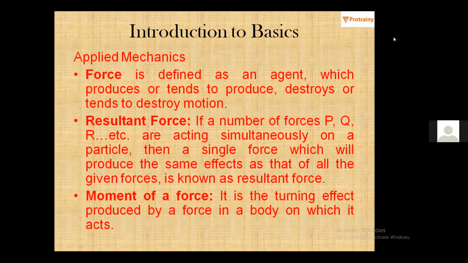Introduction to basics. So applied mechanics, if we are going for applied mechanics, so most important thing is force, right? When an external force is there, then the whole mechanics things develop. Without force, there is no need to get into the mechanics. So what exactly is a force? Force is defined as an agent which produces or tends to produce, destroys or tends to destroy motion.